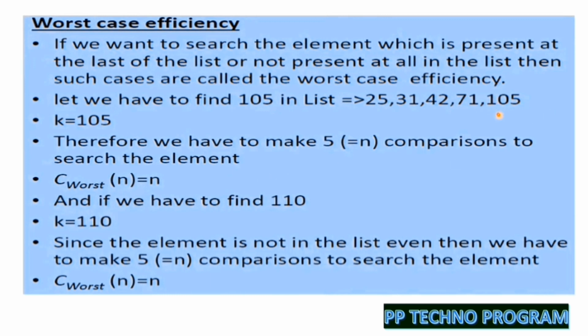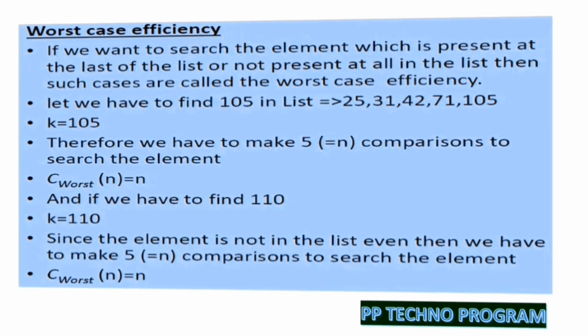So these two cases are present in the worst case efficiency. The first case is when the element is at the last location of the list, and the second case is when the element is not present in the list. So this is the worst case efficiency. And time complexity is denoted by n in this case; n comparisons are done in the worst case efficiency. I think it is clear.